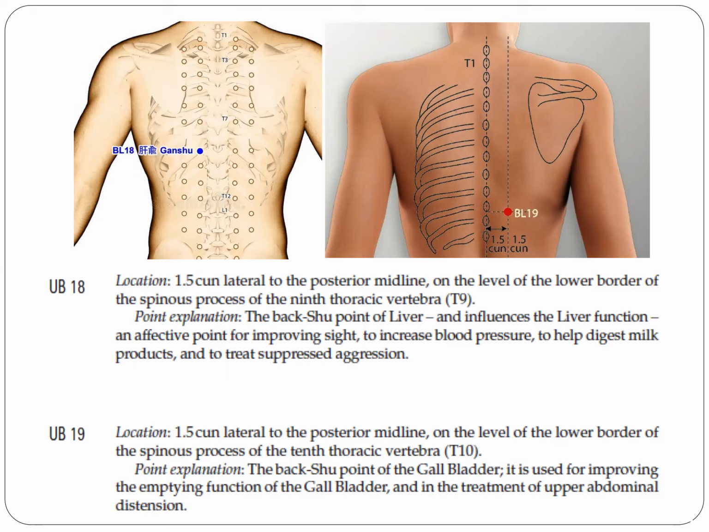Next point, we have UB19, which is located 1.5 cun lateral to the posterior midline on the level of the lower border of the spinous process of the 10th thoracic vertebra, or T10. This is the back shu point of the gallbladder. It is used for improving the emptying function of the gallbladder and in the treatment of upper abdominal distension.